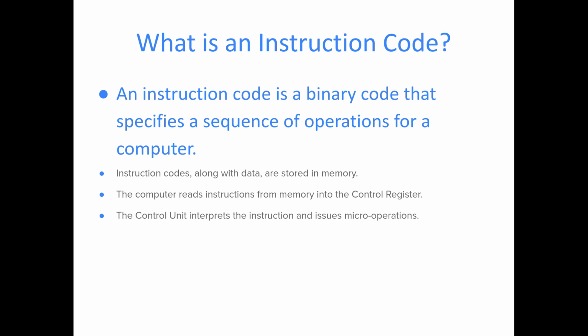First, what exactly is an instruction code? Simply put, an instruction code is a binary code that specifies a sequence of microoperations for the computer. In other words, it's the language a computer understands to execute tasks.